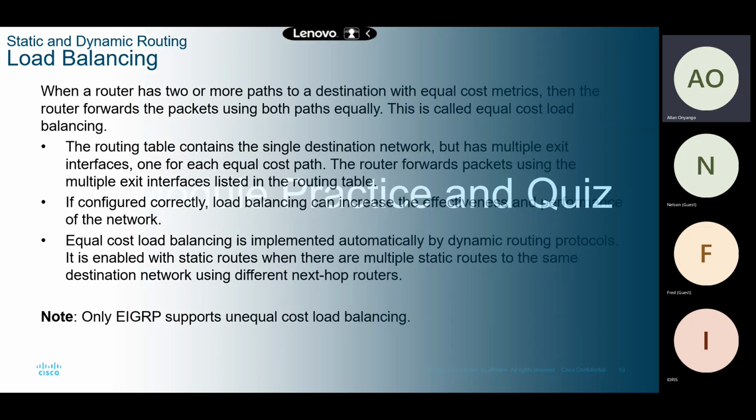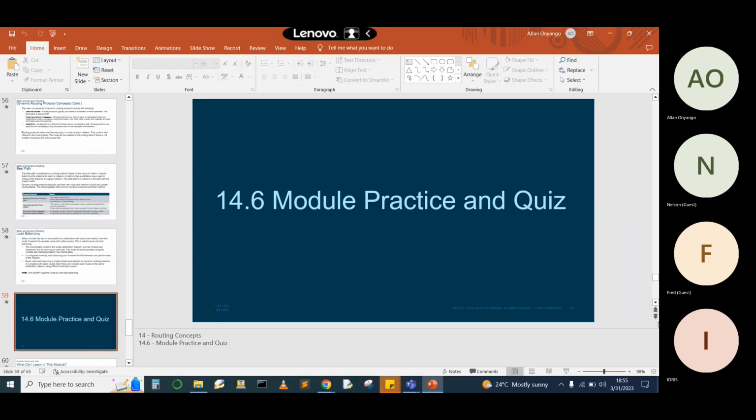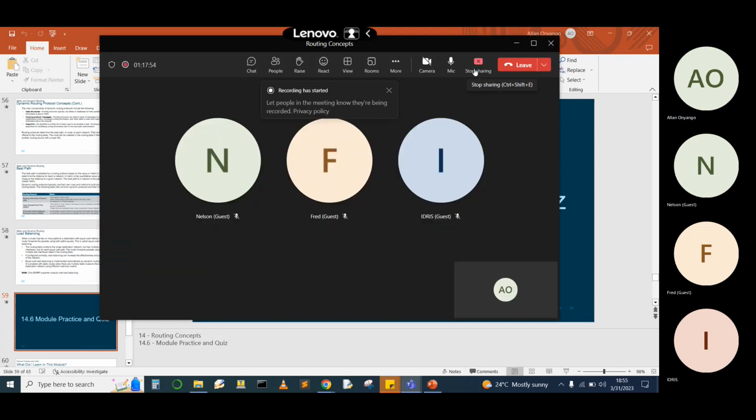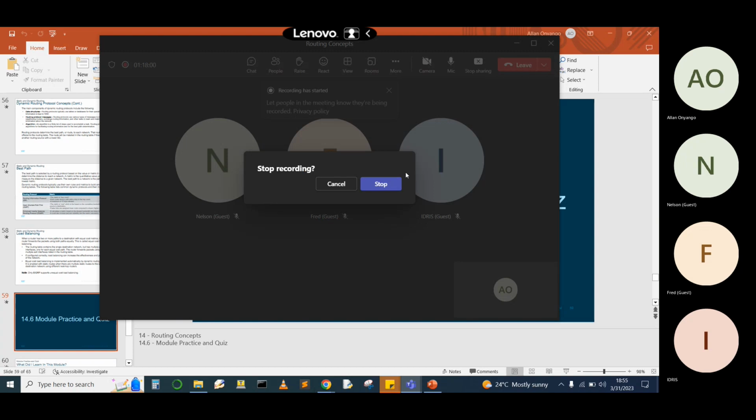Now, I think this will form a very good place for us to end this. I'm aware that, today being a Friday, you guys might have your own plans. So I would like us to end this here, and we'll meet next week to continue and do static routing and configure it.